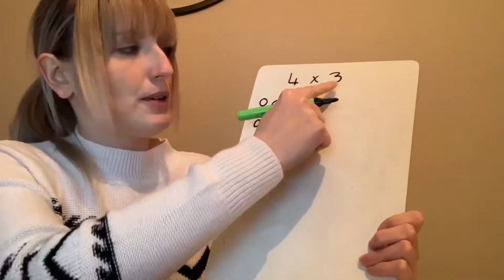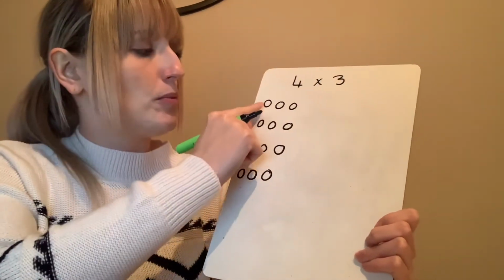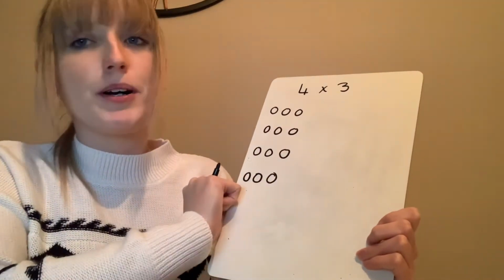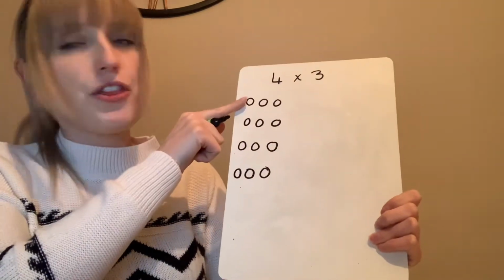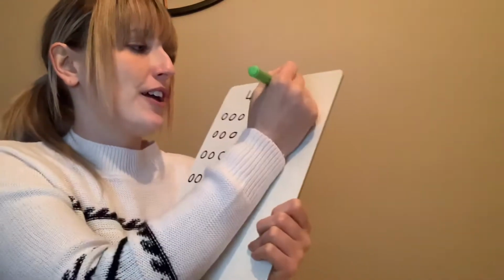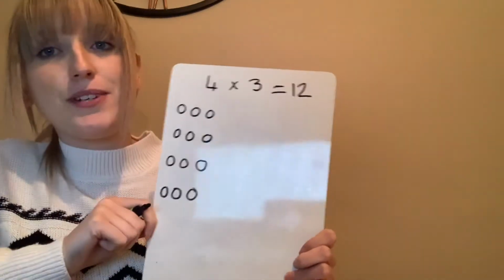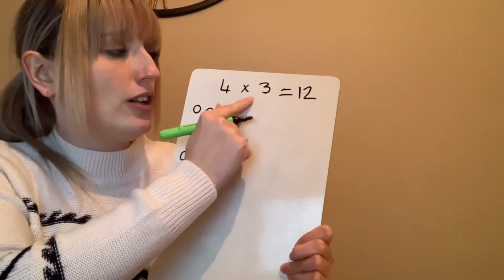Now, I'm going to count in 3s, but if you don't know your 3s, then you just count them up: 1, 2, 3, 4, and so on. So let's find the answer. We've got 3, 6, 9, 12. So I've given you one of the answers you need to circle. We know that 4 lots of 3 is 12. All right, let me rub my board clean and we'll do one more.